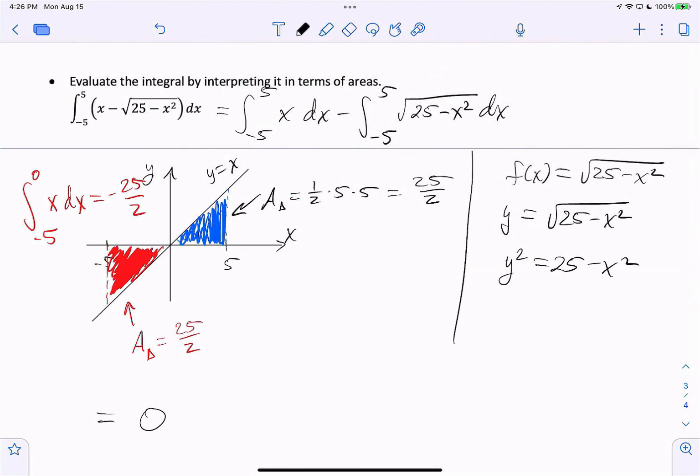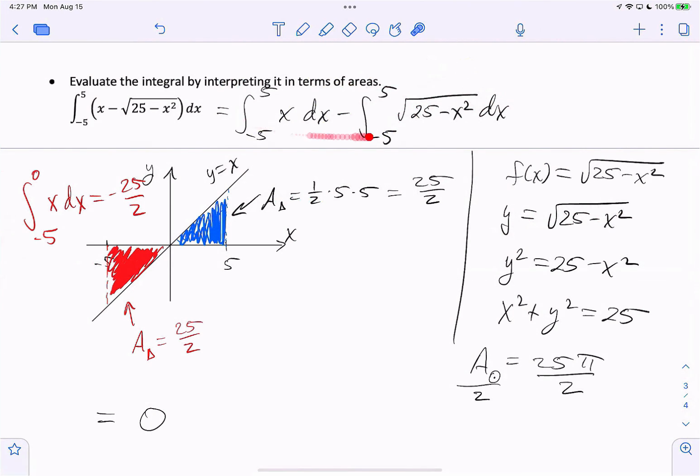Hey, let's put x and y on the same side. x squared plus y squared is equal to 25. Well, that's a circle of radius 5. And it's half of a circle of radius 5 for the function. The area of the circle is pi r squared, so 25 pi. But we have the area of a half circle, and so it should be 25 pi over 2.